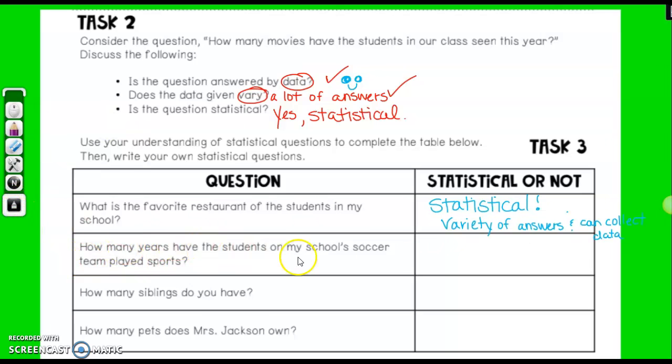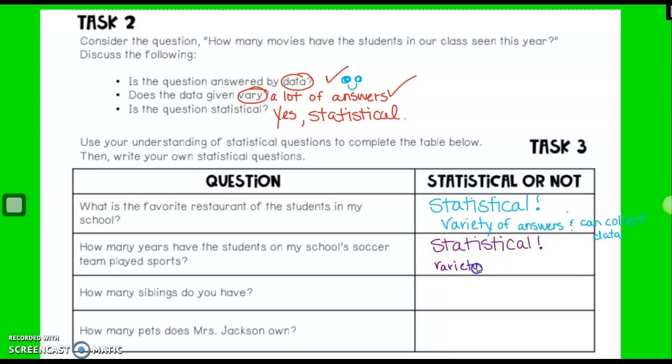All right, how many years have the students on my school soccer team played sports? Okay, can you answer the question with data, meaning can you get information? I would say yes. Does the data given vary? Do you think that those soccer players are going to tell different numbers? I would say yes, because not everyone has played soccer the same amount. So yes, this is statistical. Again, you'll get a variety of answers, and you can ask multiple people. You can collect data.